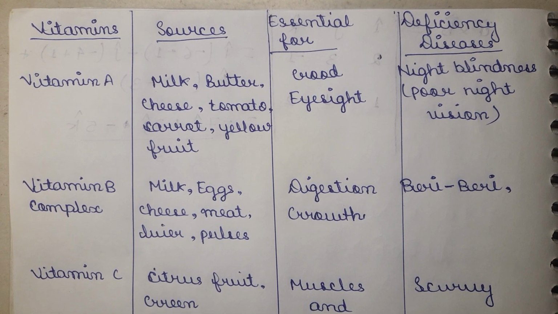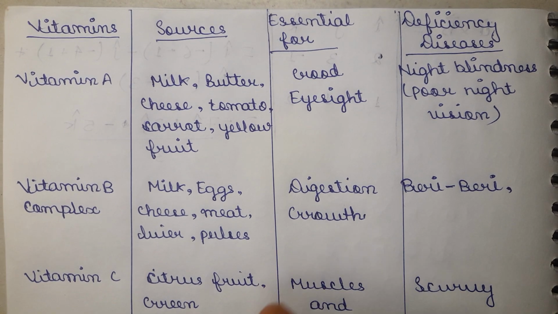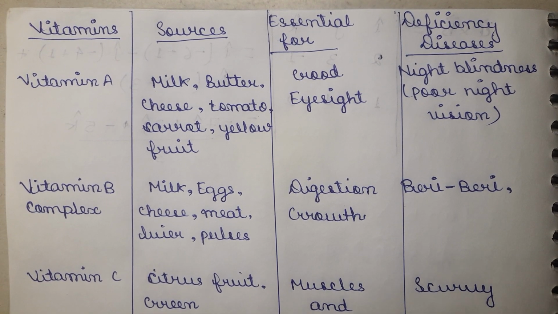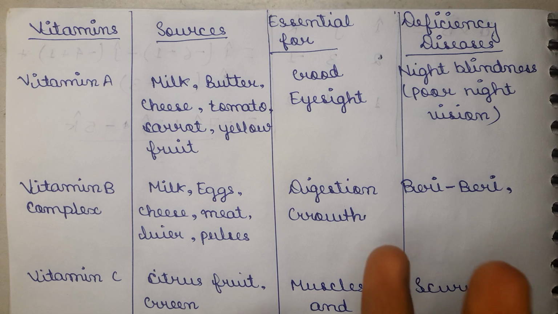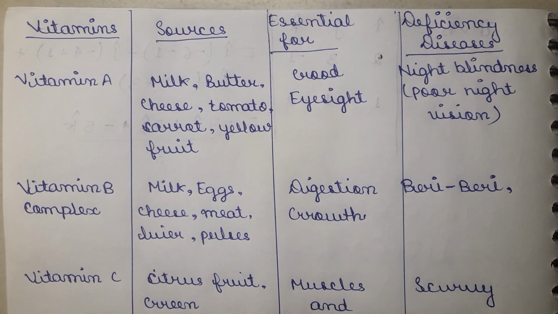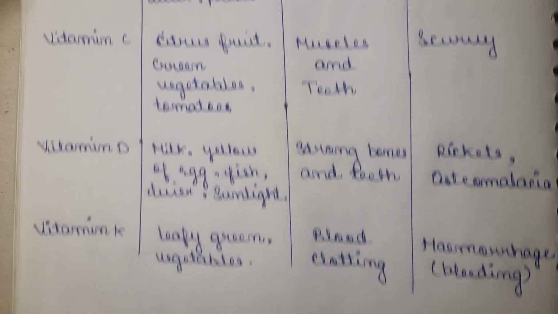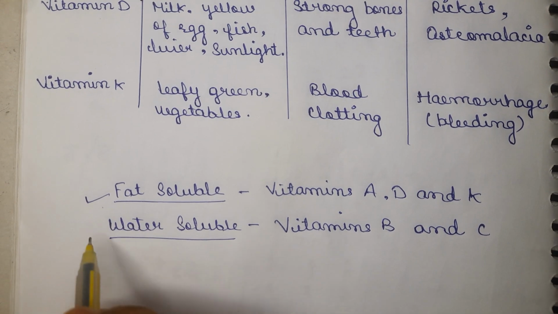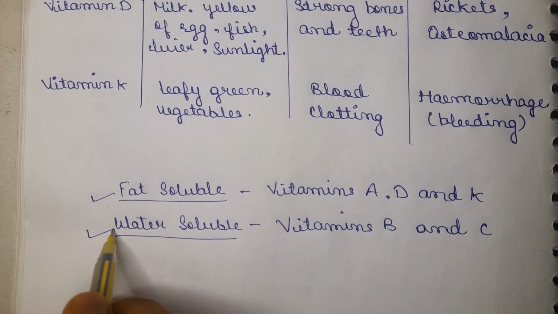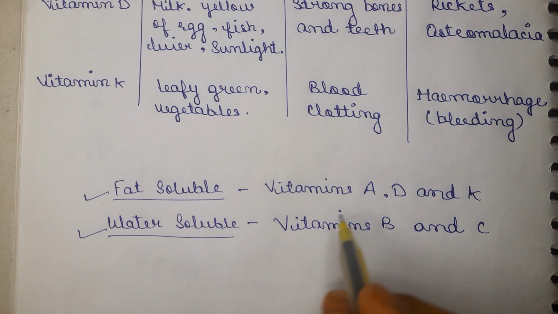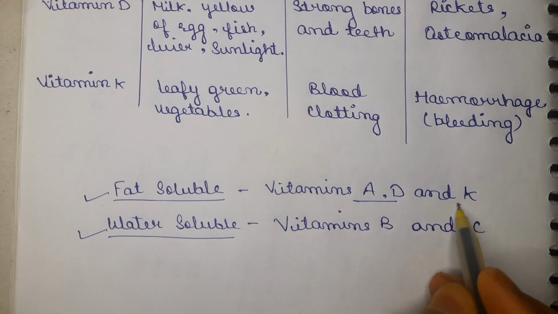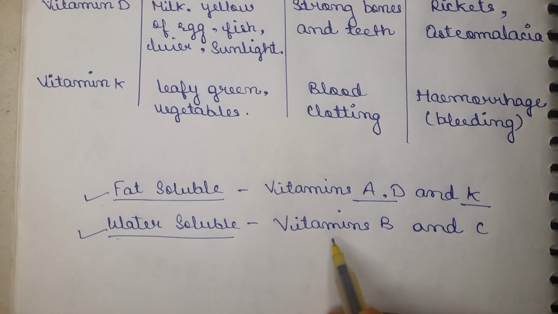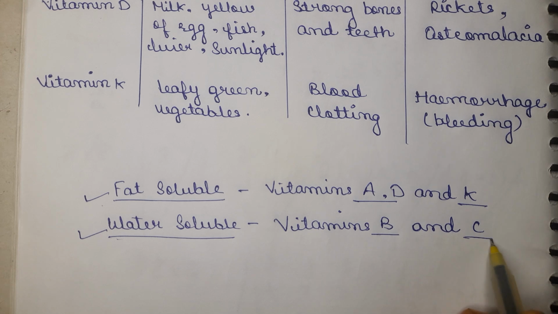Today's video topic is vitamin deficiency. We all know that vitamins are necessary for the body in very small amounts, but their deficiency leads to various types of deficiency diseases. Vitamins are basically divided into two types: the first is fat soluble and the second is water soluble. Fat soluble vitamins are A, D and K, and water soluble vitamins are B and C.